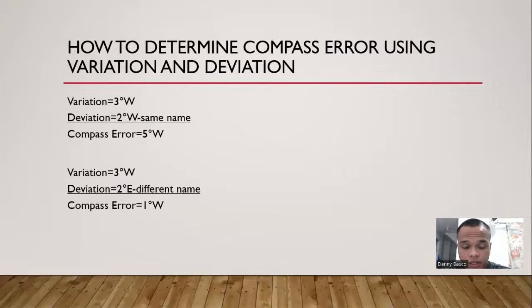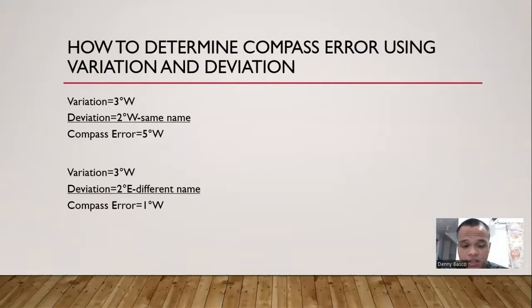My topic here is how to determine compass error using variation and deviation. For our first example, variation is 3 degrees west and deviation is 2 degrees west. If they have the same name, we have to add. So the compass error will be 5 degrees west.